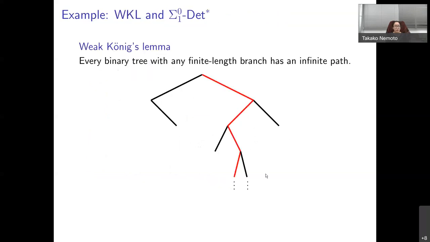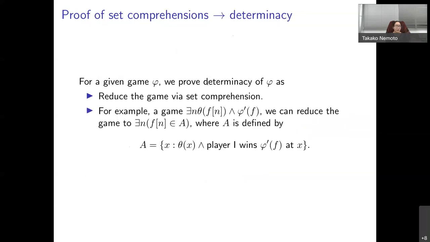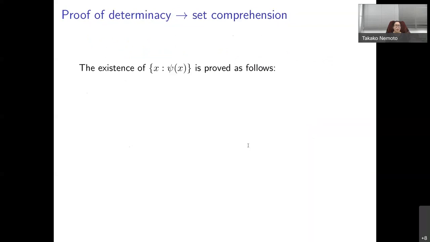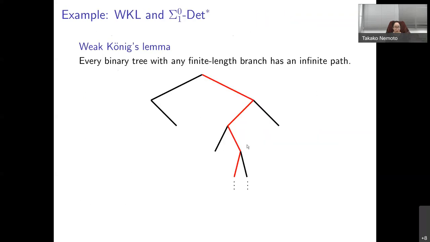And I will show the very first example. So here I just introduced how to reduce the comprehension complexity of games. But for the first case, we have to show that. Maybe I should talk about it first. So, example: weak König's lemma and sigma zero one determinacy.